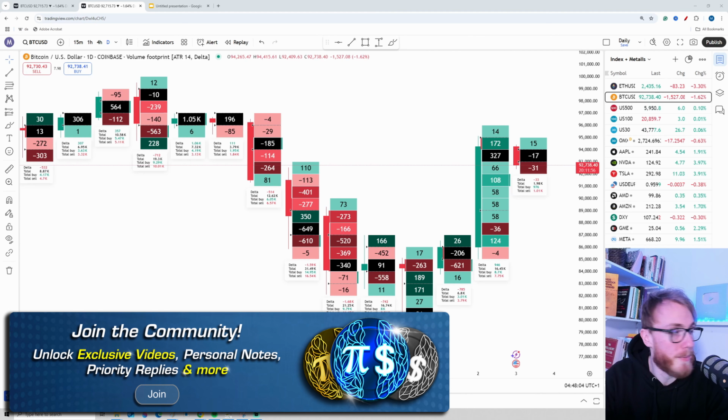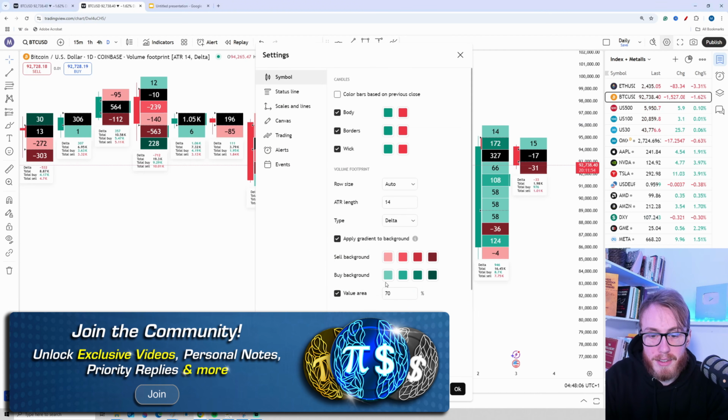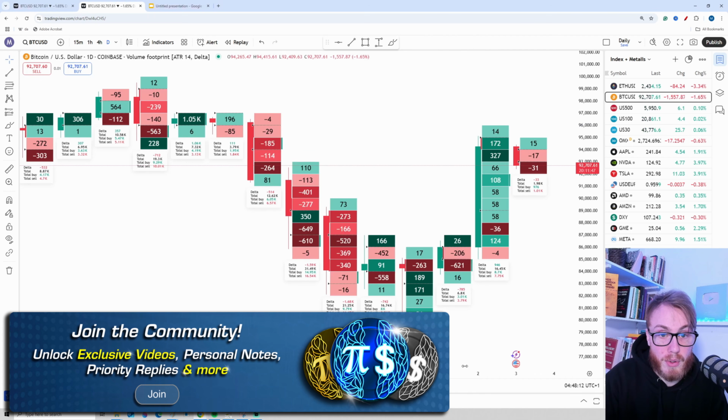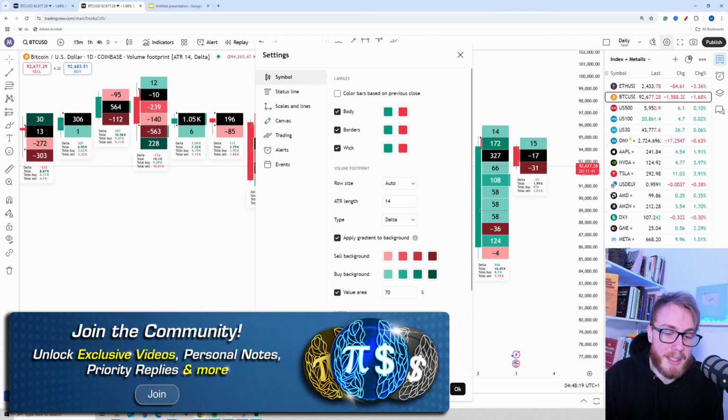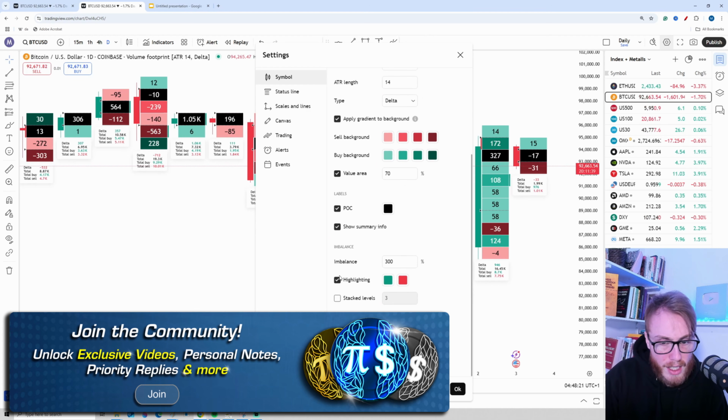But if you prefer, let me go back here to the settings once again. If you actually prefer to be able to see this more easily, you can uncheck the point of control and then it will look like this instead. This right here is definitely a viable option in my opinion, but I'm going to keep the point of control. You also have something called imbalance here, and I think I will not talk about this in this video. It's a bit outside the scope and will make the video a bit too long.